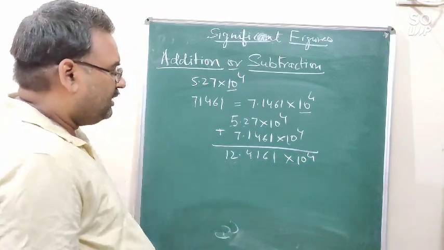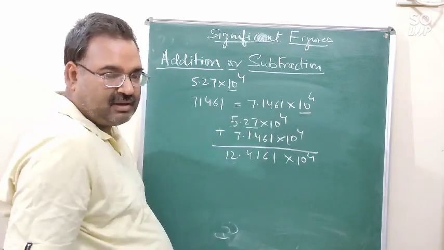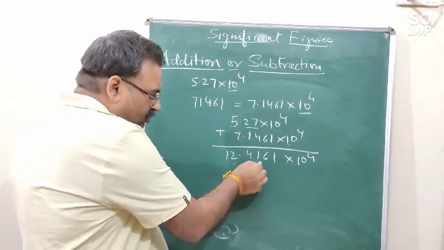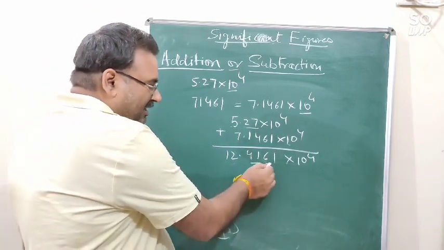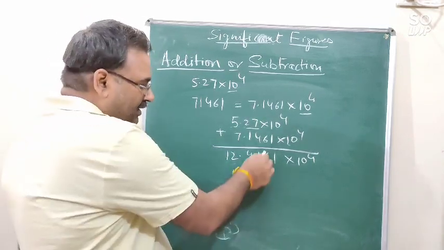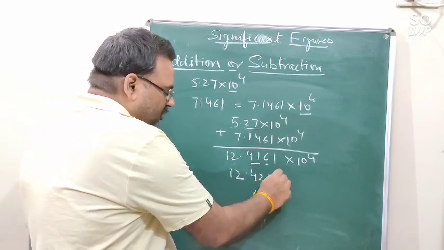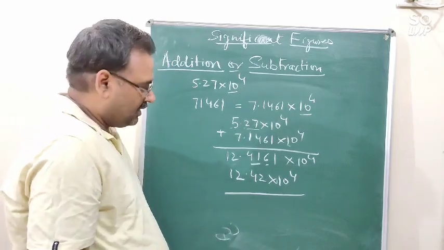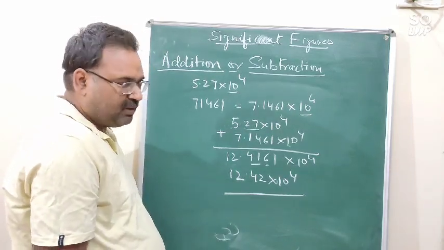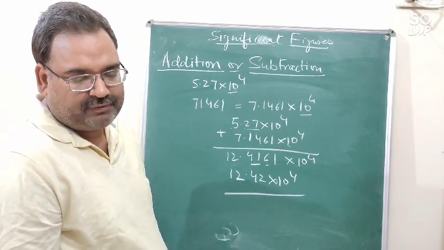Now we have to see how many digits after the decimal. It has got only 2 places after the decimal. So the answer will also be taken up to 2 places after the decimal. But the next digit 6 is greater than 5. So 1 has to be added to this. So the answer will be 12.42 into 10 raised to power 4. Is it clear? This answer is 12.42 into 10 raised to power 4. I hope addition and subtraction are clear to all of you.